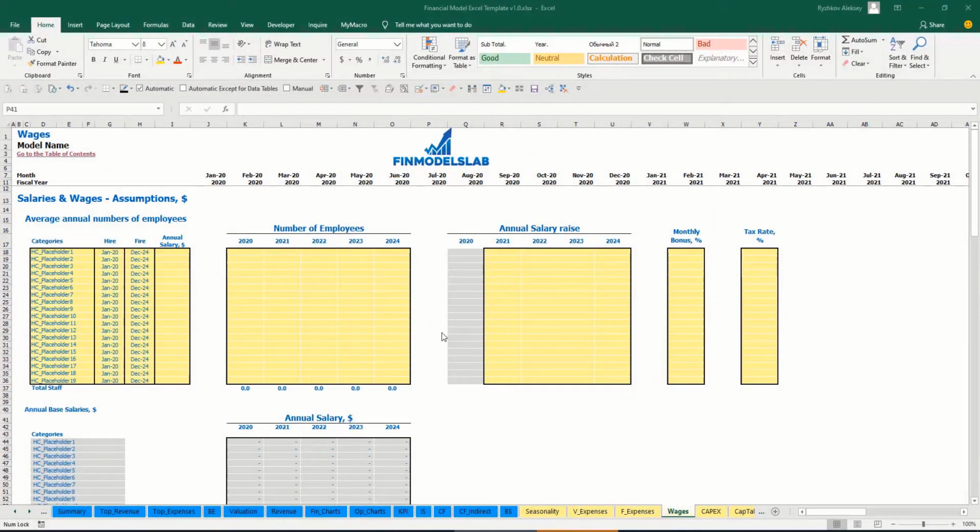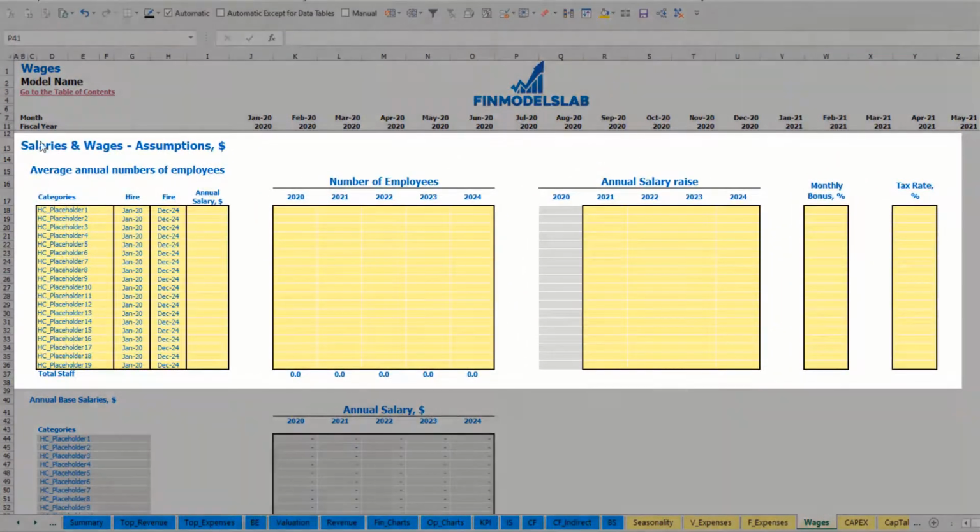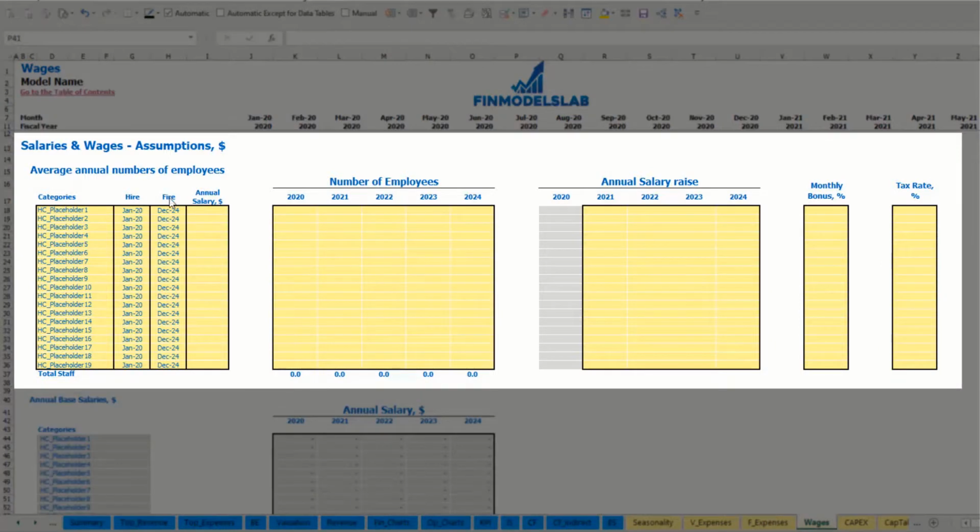On the Wages tab, you can input your headcount by categories, with hire and fire date, with annual salary, with ability to input different number of employees by years, with annual salary rise percentage, with monthly bonus and tax rate. Let me give you a couple of examples.